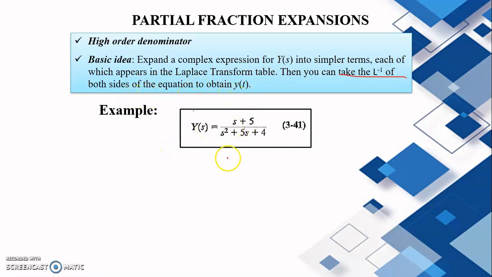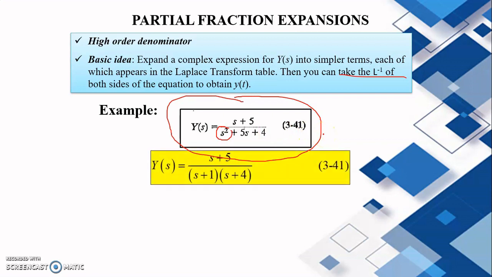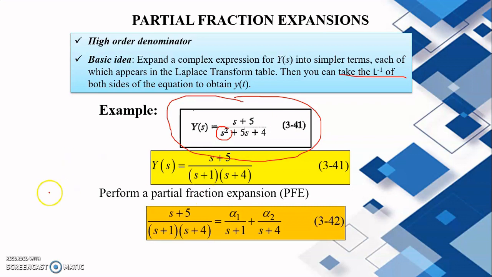For example, if you do the Laplace transform and suddenly Y(s) becomes like this, you can see that the denominator has a higher order. So how do you solve this equation? If you look in the table, there is no expression for this one. So you need to simplify, or you need to perform a partial fraction expansion first.